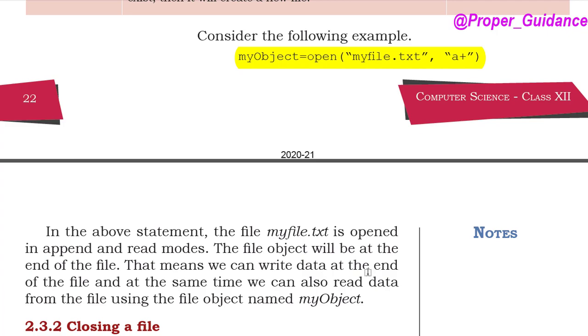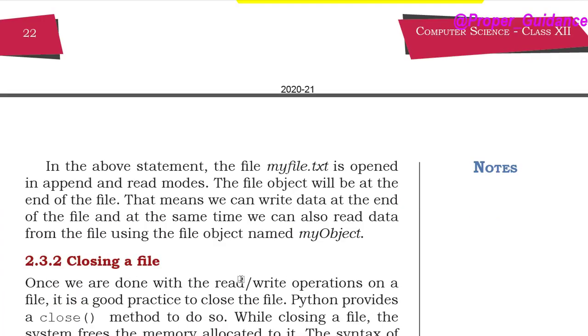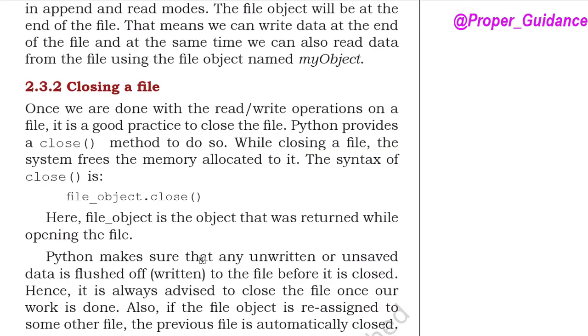The file object will be at the end of the file. That means we can write data at the end of the file, and at the same time we can also read data from the file using the file object named myObject. And closing a file, same thing: fileObject.close(). This line is used to close a file.